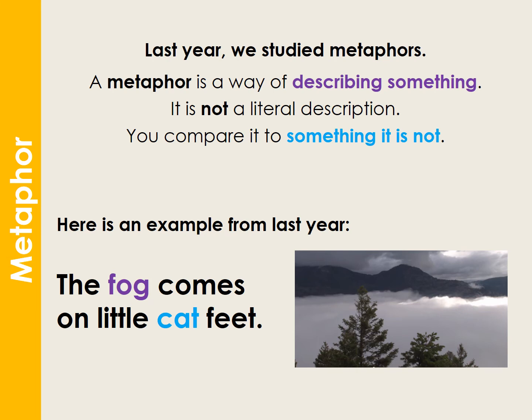So last year we studied metaphors, and you've studied this again in Sherlock Holmes as well. So when Sherlock Holmes is described as a perfect reasoning and observing machine, that is a metaphor because we are comparing Holmes to something else, a machine. So as a summary then, a metaphor is a way of describing something. It's not a literal description. You compare it to something it's not. So in our Sherlock Holmes example, we're comparing Sherlock, the character, to a machine.